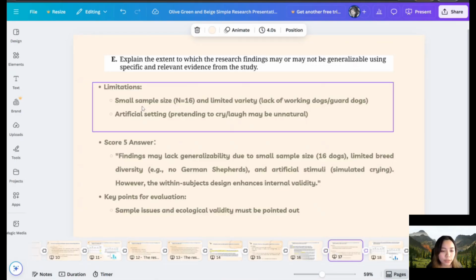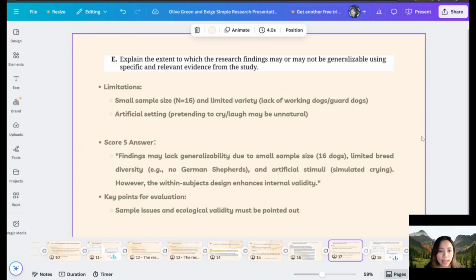So the limitation for this, the first one is what I mentioned. They have a really small sample size and limited variety, which is a lack of working dogs, guard dogs, service animals, right? And an artificial setting: pretending to cry or laugh may be unnatural.